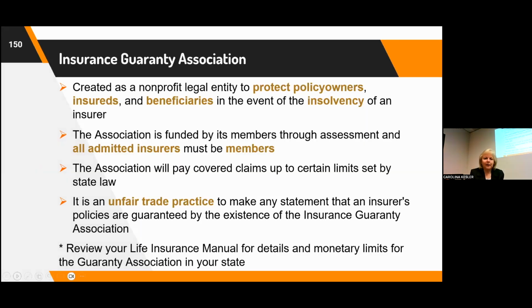So the Guarantee Association is created as a nonprofit legal entity. You guys are familiar with the FDIC, right? For the banks, they'll pay up to $250,000 per client account. Well, insurance works the same way. We're just not allowed to talk about it. You can't go and say it to your clients unless they specifically ask you, am I insured? Then you can say, yes, we do have a Guarantee Association, right? But to go say, oh, and we're guaranteed like the FDIC, no, we can't do that. I think it's crazy, but it's true. So it's an unfair trade practice to make any statement that insurance policies are guaranteed by the existence of that Guarantee Association.